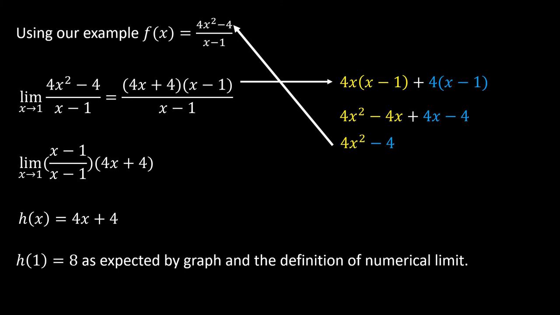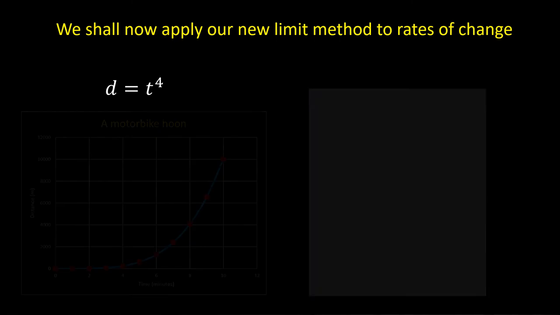We can now apply our limit tools to the physics problem of determining an instantaneous velocity at a single time point as follows. So let's imagine we have some bloke accelerating on a motorbike such that the distance he travels each minute is equal to the time elapsed since starting his journey raised to the fourth power. If we graph this relationship and also create a table of values for the distance he has travelled for the first 10 minutes, we end up with the following graph and table.